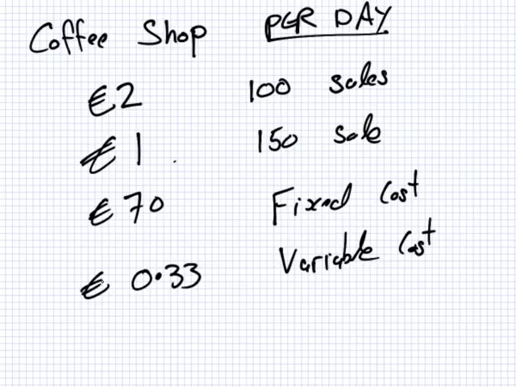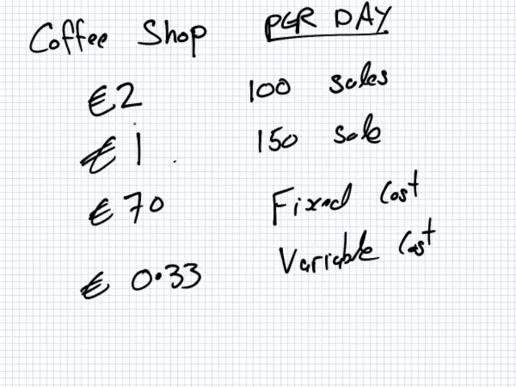Yeah? So let's imagine the coffee shop opens and sells 1 cup of coffee on one day. What is their cost for that day? 70 euros and 33 cents is their cost. Pretty big. And how much money did they make when it was €2 a cup? They made €2. That's a problem. They lost a good bit of money. So they probably want to sell more than 1 cup.